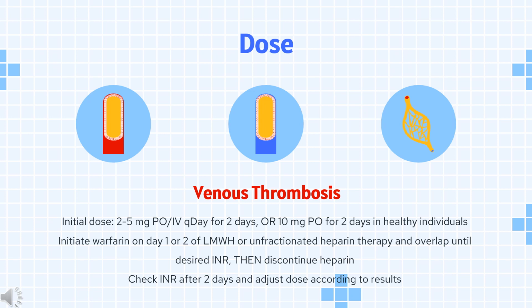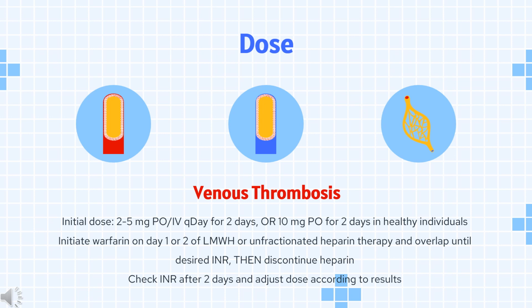DVT and PE treatment. Initiate warfarin on day 1 or 2 of parenteral anticoagulation therapy, e.g., LMWH or unfractionated heparin. Overlap warfarin and parenteral anticoagulant for at least 5 days until INR greater than 2.0 is maintained for 24 hours, then discontinue parenteral therapy.